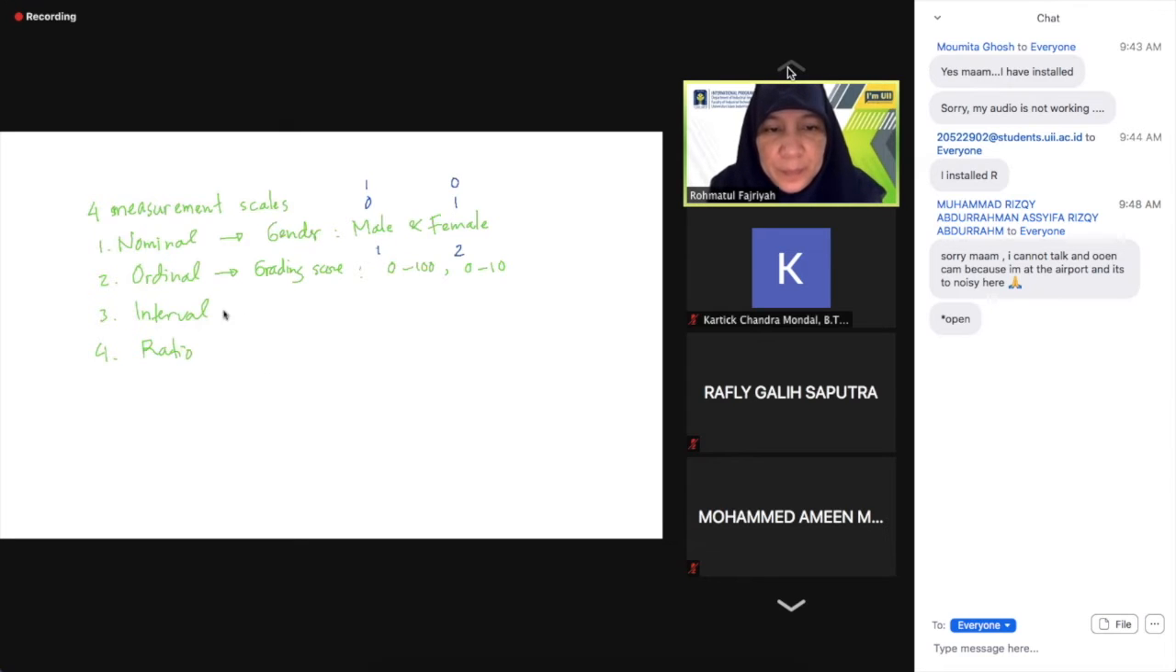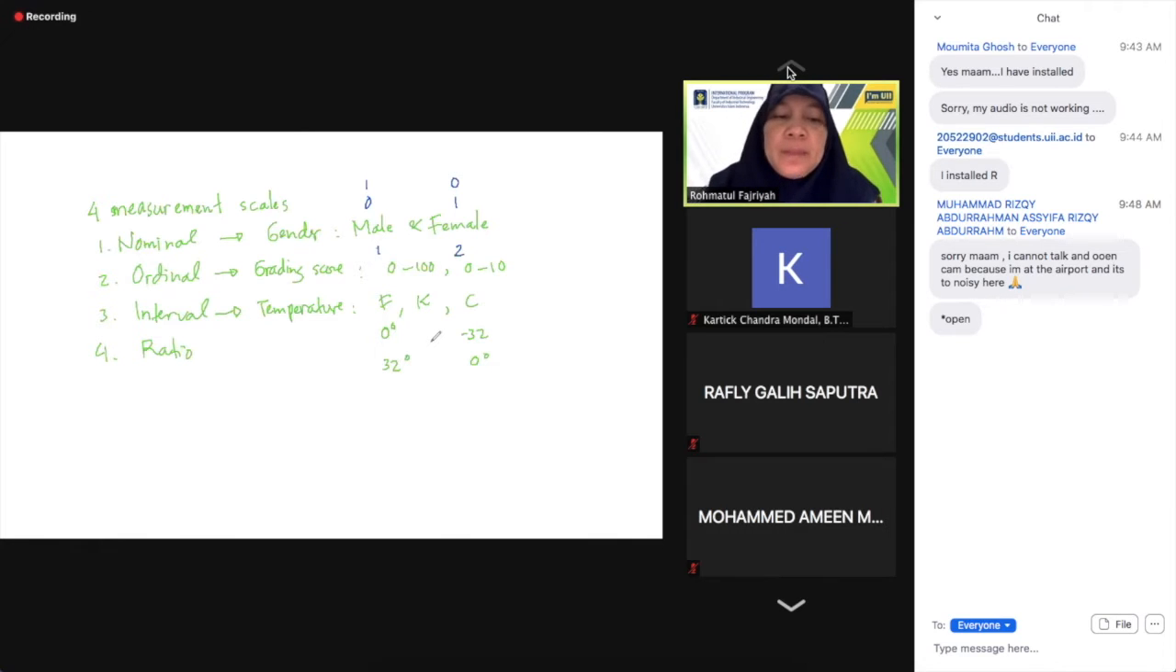For the interval scale, I think one of the most popular examples is temperature, for example in Fahrenheit, or maybe in Kelvin. So if I say 0 degrees in Fahrenheit, and here maybe Celsius, it becomes, I think, minus 32, right? In Celsius. If I say 0 degrees in Celsius, maybe here it is 32 degrees, something like that.